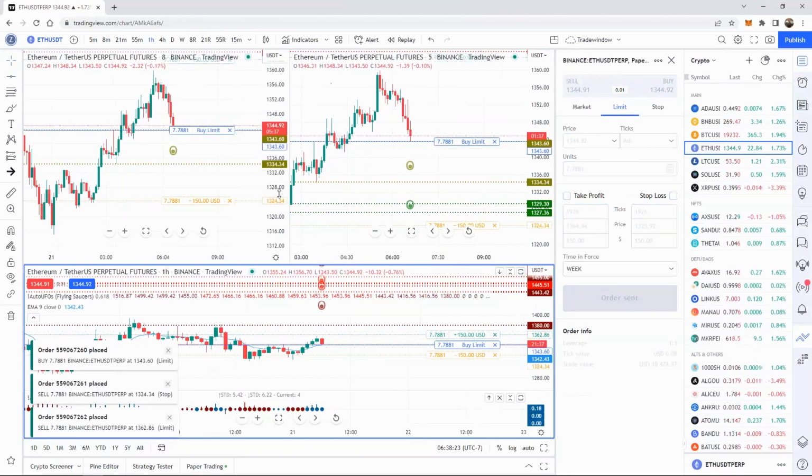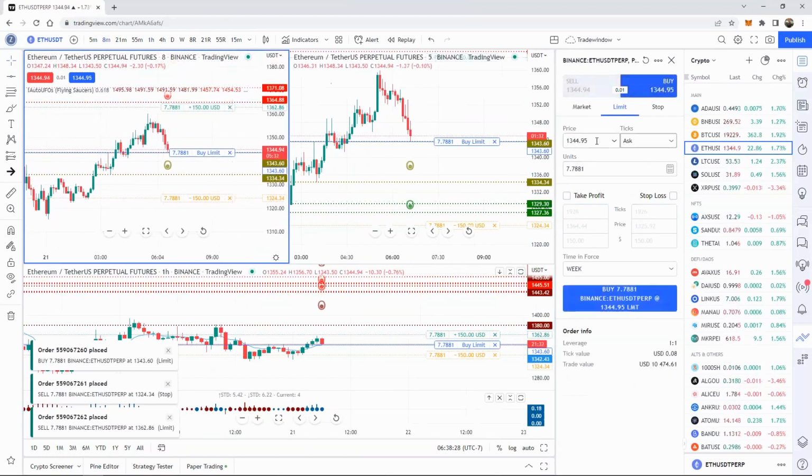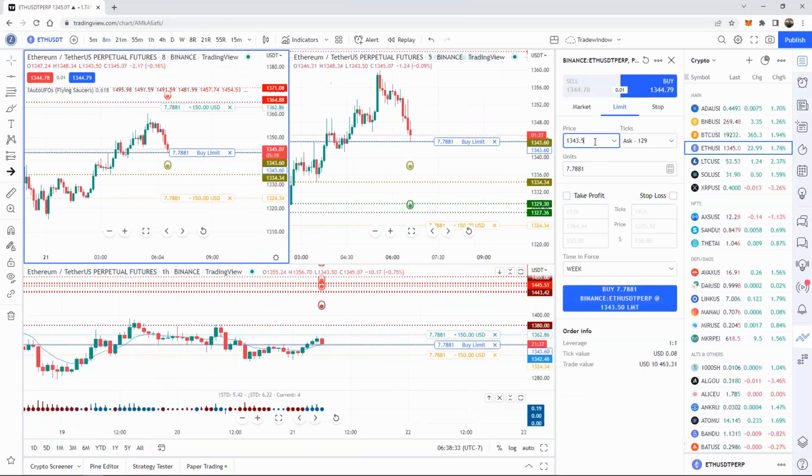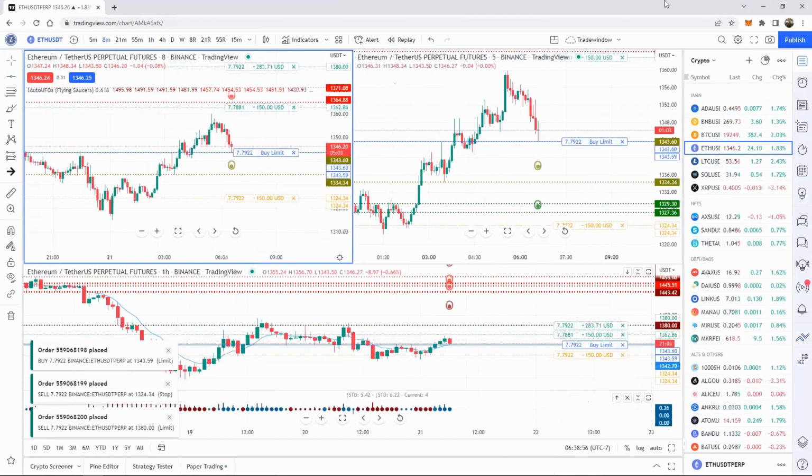All right. So we have our T1 and our T2 set up. Now I'm going to do the same thing. 1343. I'm just going to go in a little bit lower so it doesn't cancel out my second leg. 1324.34. And our final target is going to be the first opposing UFO at 1380. Change this to 150 and buy that. Okay. So that's our trade setup for this one.